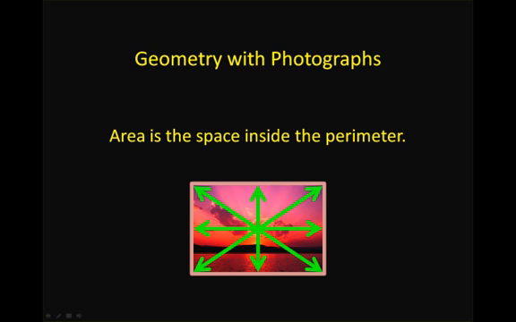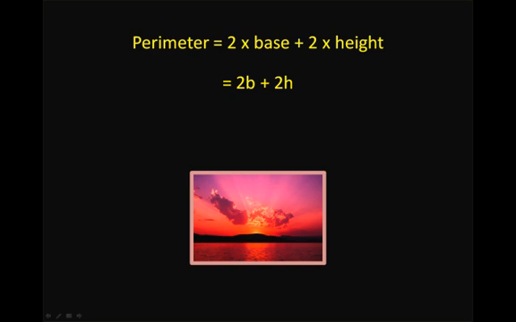The area is the space inside the perimeter. So everything inside the border, inside the fence or the edge, is the area. So let's take a look. We're going to do perimeter first. So let's look at our formula for the perimeter. And that formula is 2 times the base plus 2 times the height, which can be written as 2 times b plus 2 times h, where b is the base and h is the height.